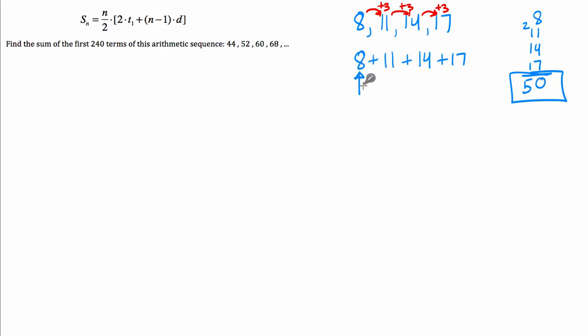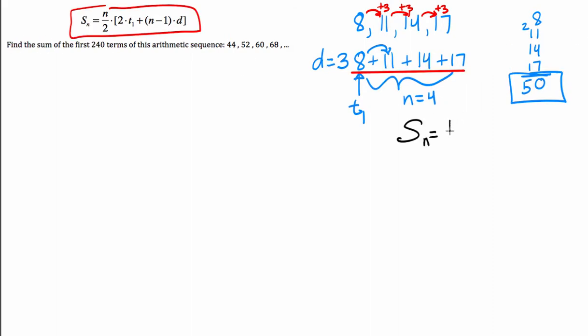And before we use the formula, though, let's figure out what we should use as notation. So 8 is T1. The fact that we increase by 3 each time tells us that D, the common difference, is 3, and we are going to add together 4 of these terms. S sub n equals n over 2 times the quantity 2 times T1 plus n minus 1 times D.